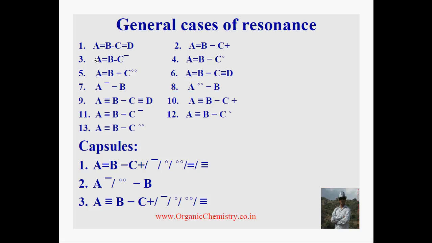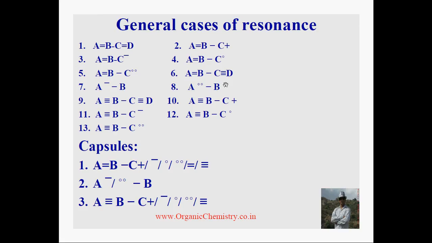General case of resonance. There are many cases of resonance, which are commonly A double bond B, C double bond D. A double bond B, C have either positive charge, negative charge, free radical, or lone pair. C may be triple bonded to D. That is, A double bond B, C triple bond D may also be present, or A triple bond B, C triple bond D, A triple bond B, C have positive charge, negative charge, free radical, or lone pair.